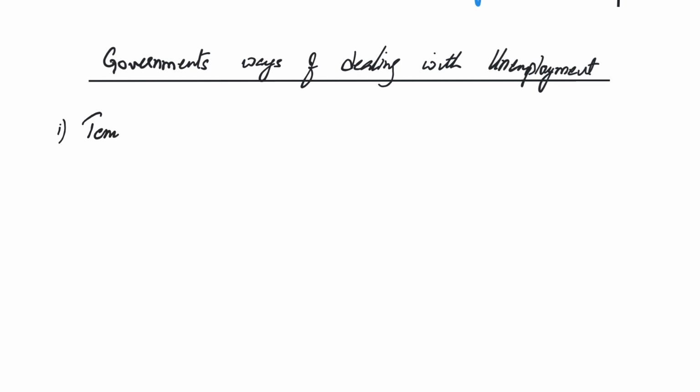For example, the temporary one, the least serious one. Kids graduated, people who have just left college and they're looking for work, or they've just left one type of job, they're looking for another type of job.